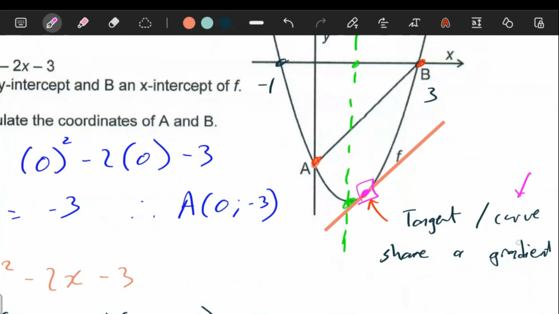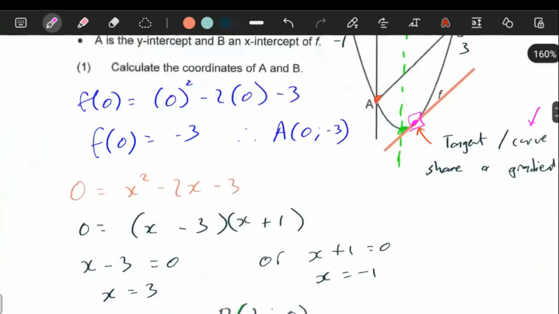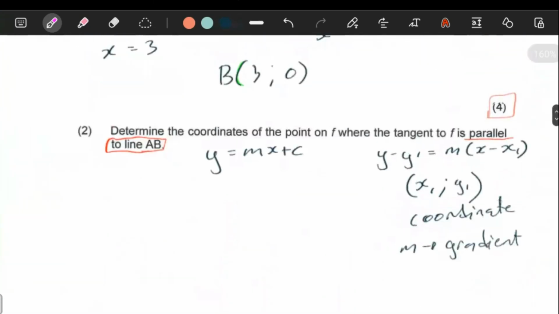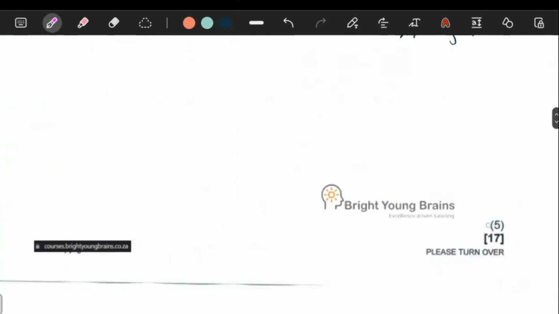Now, the gradient equation of the curve is your first derivative. But let's do it bit by bit. Let's first get the gradient of our parabola. To do that, we need the gradient of AB. So y2 minus y1 over x2 minus x1. Mark allocation, let's see. 5-mark question.